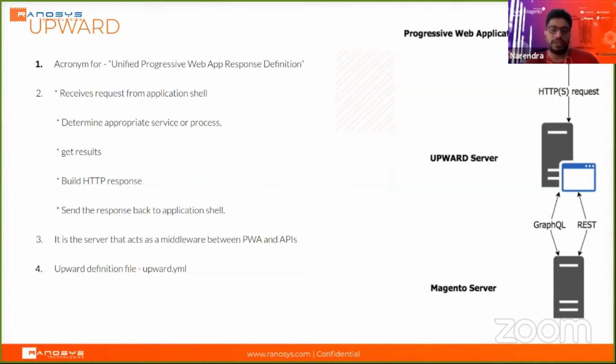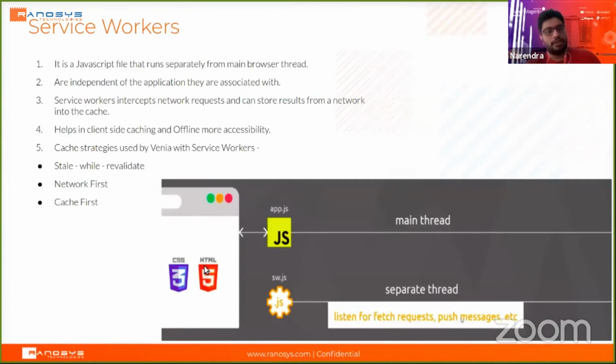Where are the configurations done? There's a YML file, upward.yml, that you can find, and in it there are the basic configurations related to Upward. Then service workers. As I said, service workers are also a very important thing in order to make the PWA work.